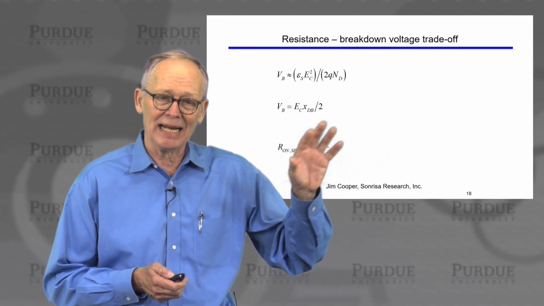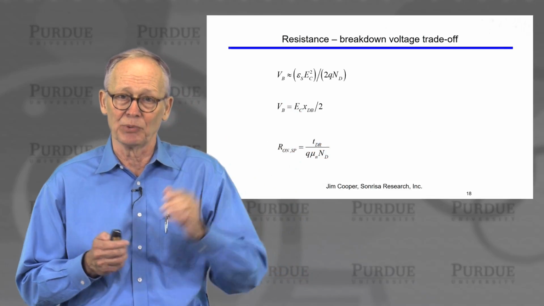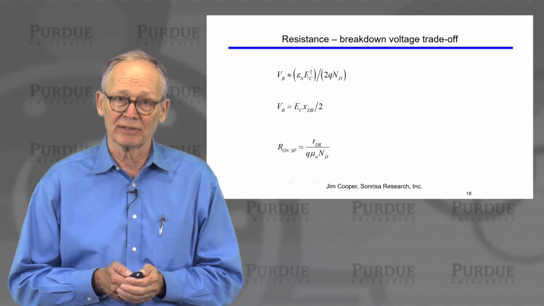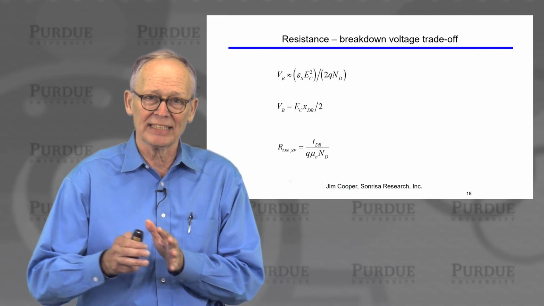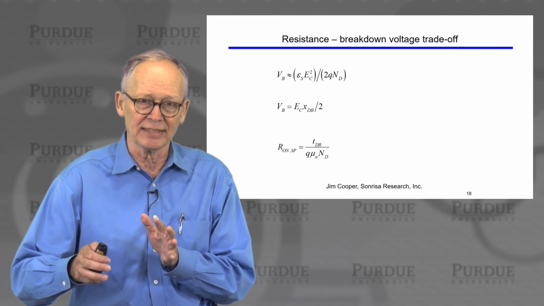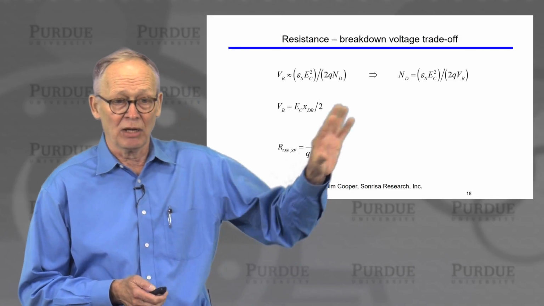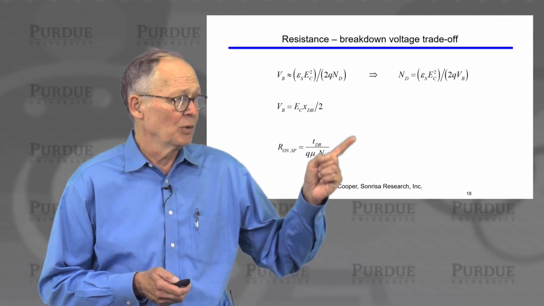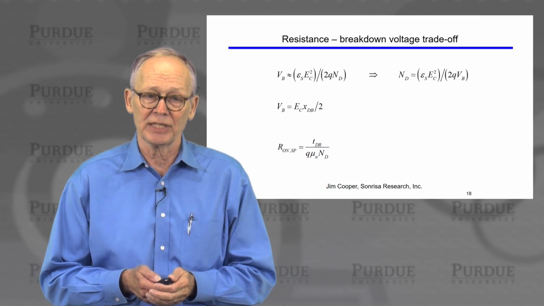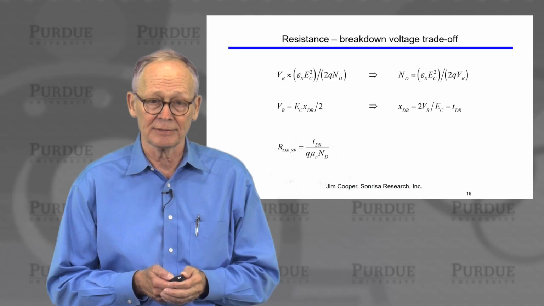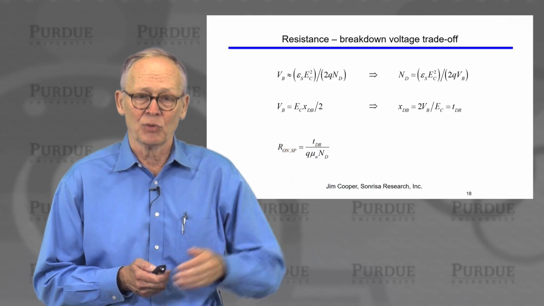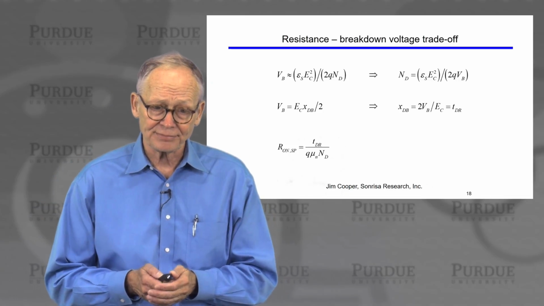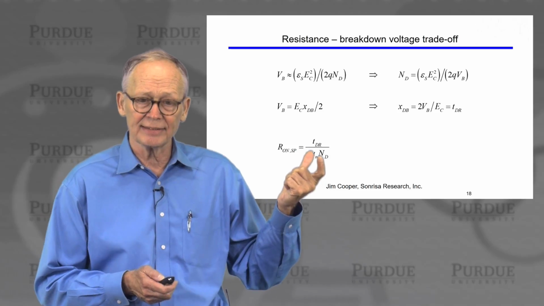All right, so now we want to get back to this trade-off between on resistance and breakdown voltage. We have an expression for the breakdown voltage from the depletion layer formula, considering this simple case where we've depleted right to the end of the drift region. We can use that to solve for the doping density in terms of the critical field and the breakdown voltage. We also had a relation between the breakdown voltage and the peak electric field at the critical field. We can solve that expression for the thickness of this region in terms of the breakdown voltage and the critical field.